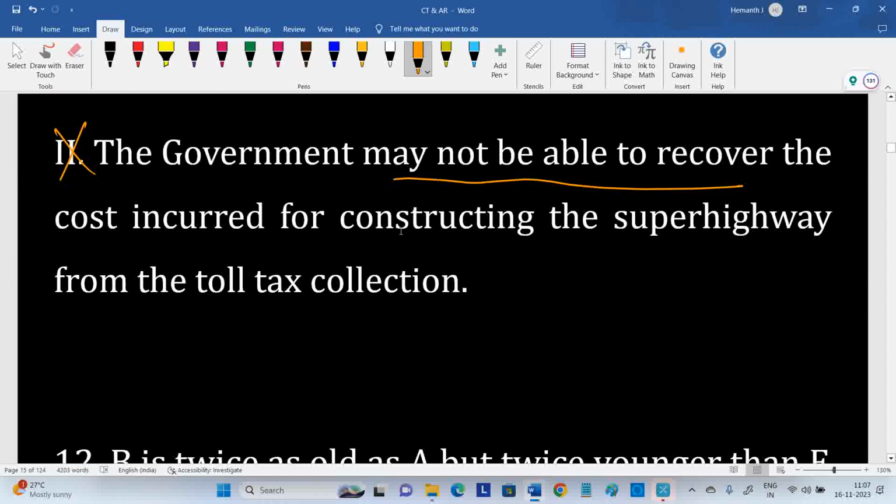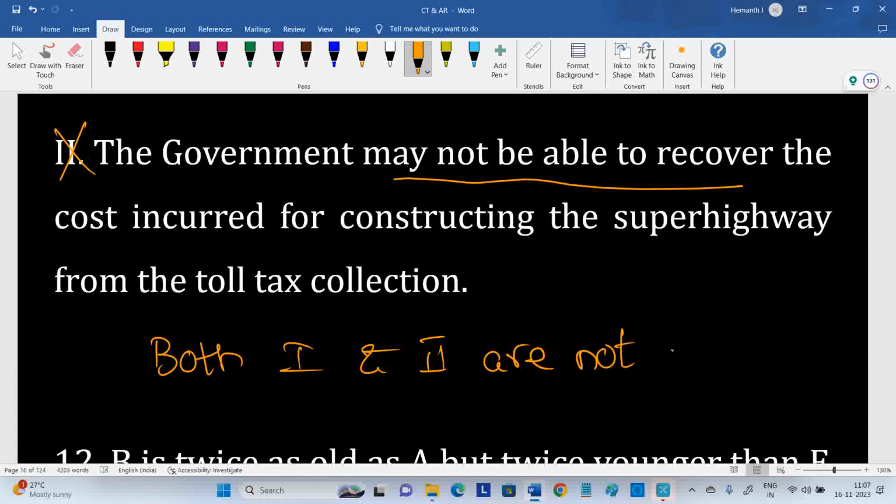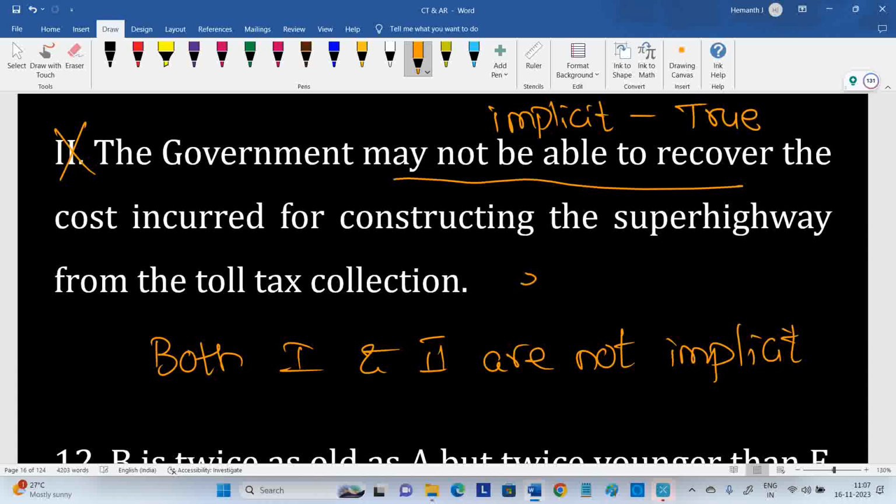See, in the options what they give, the option is: both 1 and 2 are not implicit. Implicit means true. In statements and assumptions, we can see the options with the word implicit. Implicit means true, not implicit means false. Or sometimes they use the word explicit. Explicit means false. In statements and assumptions, they are using this terminology. Implicit means true, explicit means false.